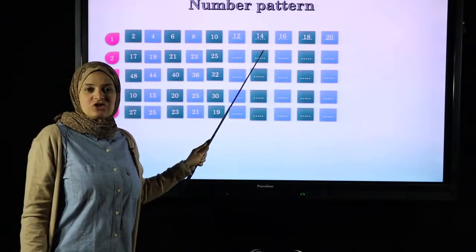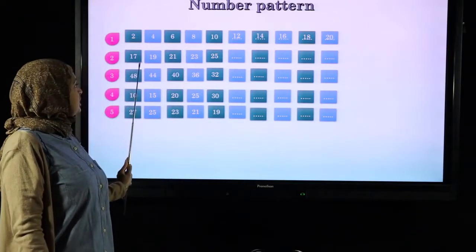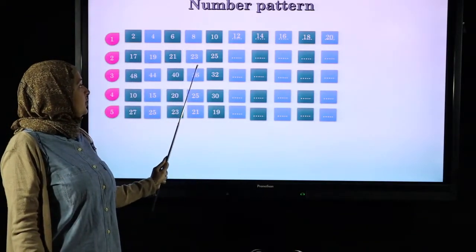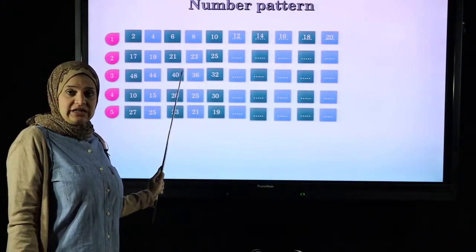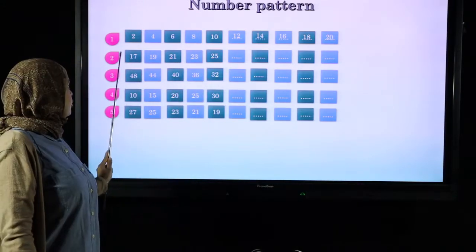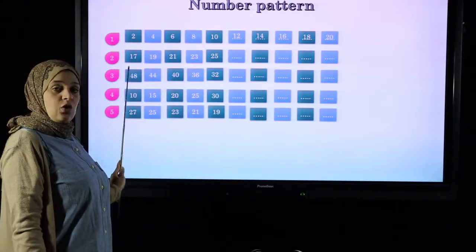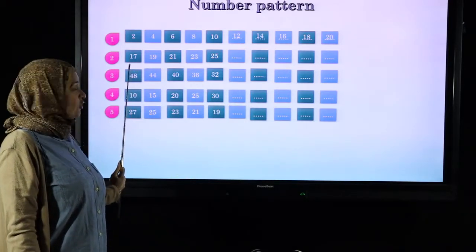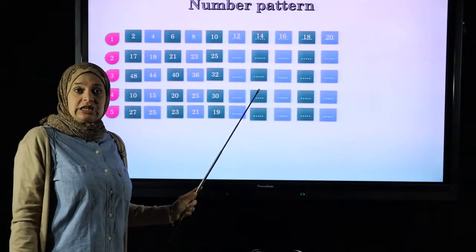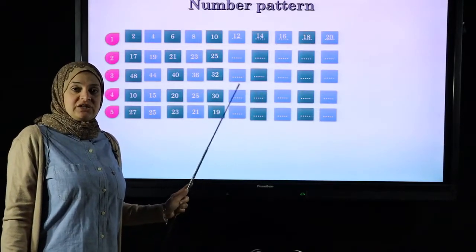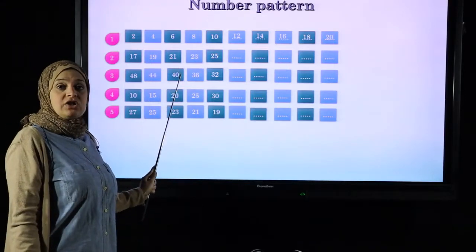Super students, let's go to the next one. 17, 19, 21, 23, 25. These are the numbers that we have. Let's figure out what's my key, or how many jumps I need to jump. From 17 to 19, we always look at the first numbers. From 17 to 19, we jump: after 17, 18, 19. Excellent. So we jump by 2. Each time I'm going to jump by 2.